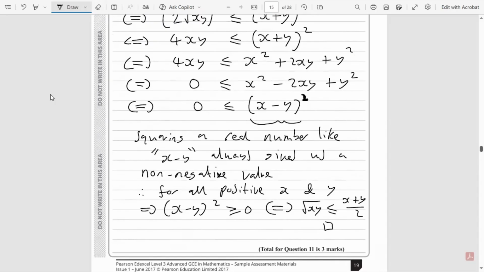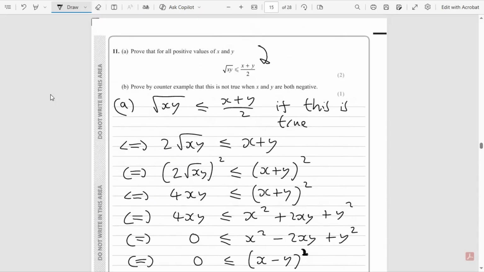Perfect. So that's part A to the question. Now, for part B, prove by counterexample that this is not true when x and y are both negative. Okay, so if we just pick a random negative value of x, like -1, and a random negative value of y, like -2, we will see what happens.